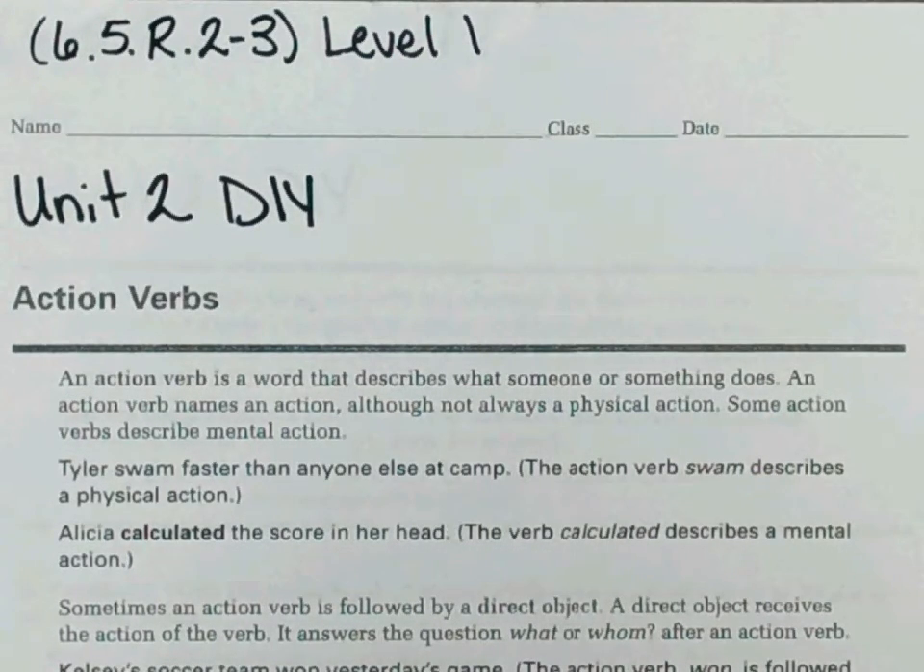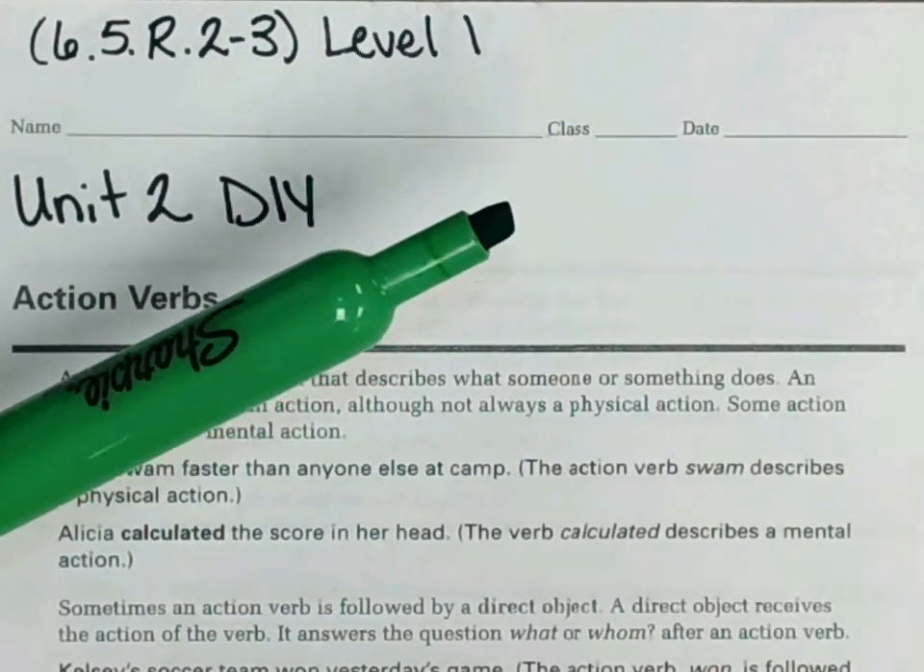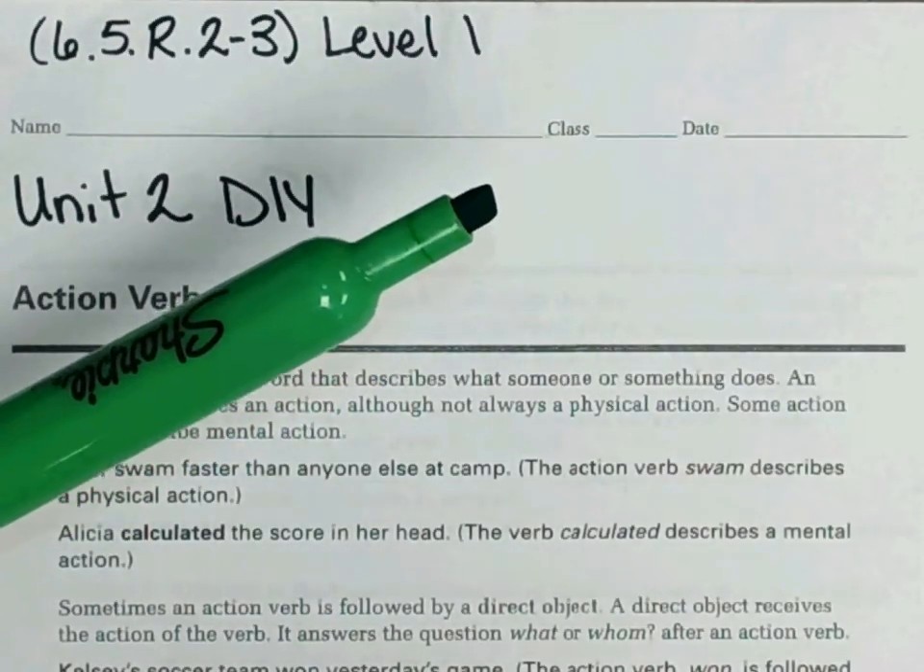This is DIY for Level 1, Standard 6-5R 2 through 3. We're going to be talking about action verbs. You are going to need a highlighter and also a pen.